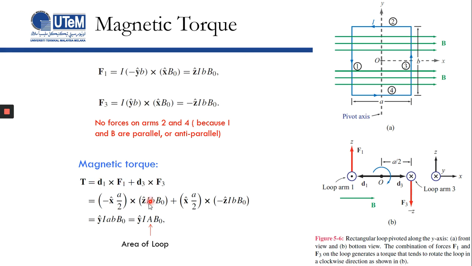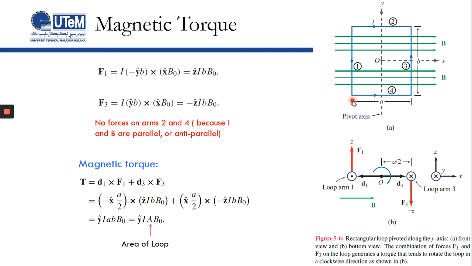So we put it in the equation. Again, we apply cross product. So we get negative X direction cross with positive Z direction, we get the direction of Y. Here we have positive X cross product with negative Z, so the sign is swapped, so you still get the same direction, which is in the direction of Y. So A over 2 plus A over 2, you get A. So we have I, A, B, B naught.